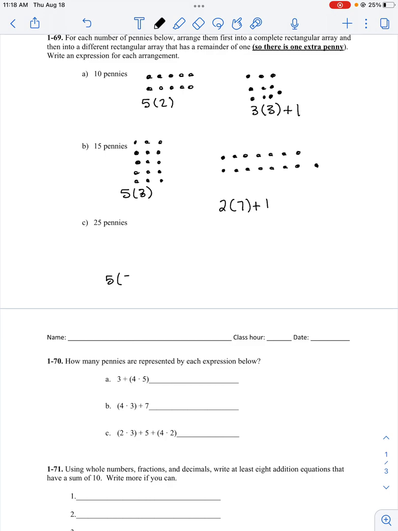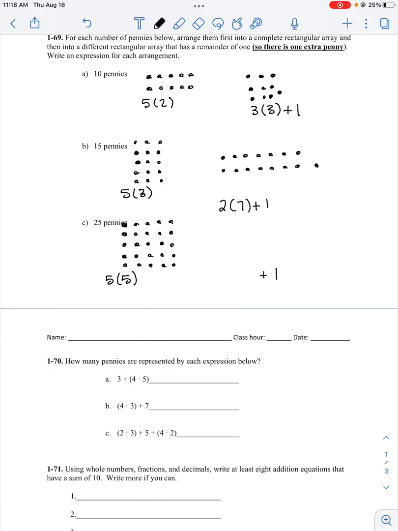25 pennies. Well, I know 5 groups of 5. So 1, 2, 3, 4, 5, five times. 5 groups of 5 would get me 25 pennies.